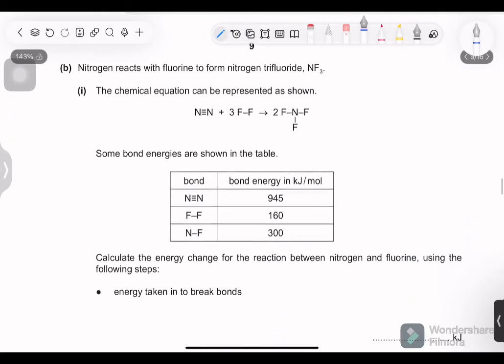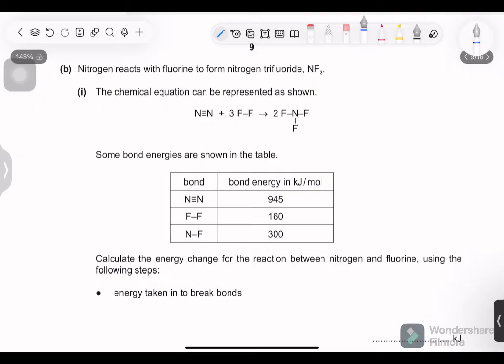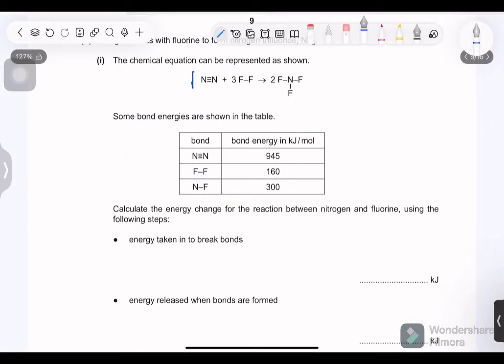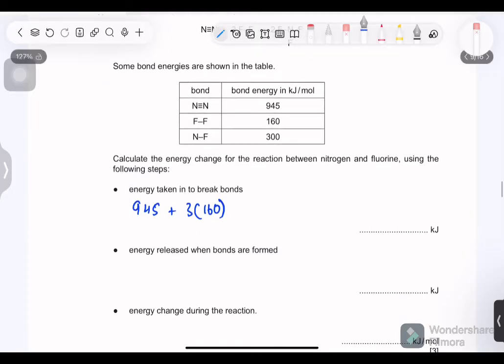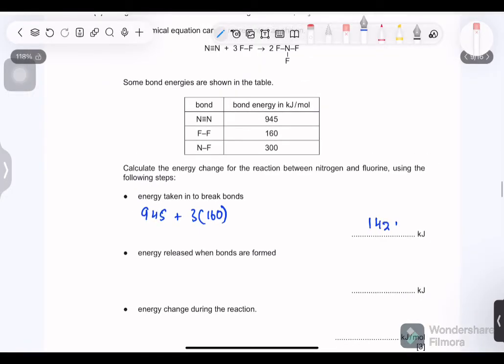Nitrogen reacts with fluorine to form nitrogen trifluoride. The chemical equation can be represented as shown. Some bond energies are shown in the table. Calculate the energy change for the reaction between nitrogen and fluorine using the following steps. Okay, so energy taken in to break bonds is the total energy taken in on this side. So 945 plus 3 times 160, which is 1425.